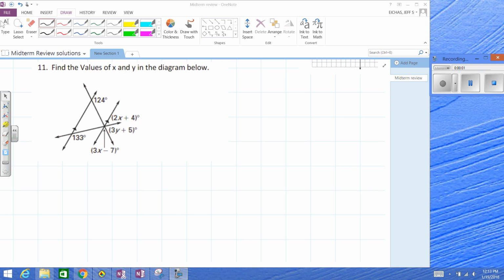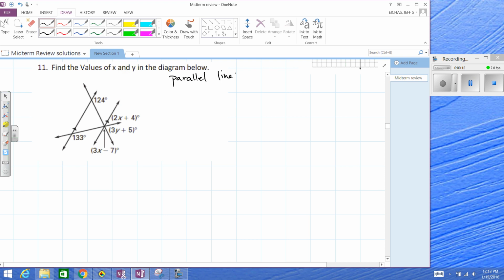Okay, so for number 11, this is a complex problem from chapter 1, parallel lines cut by a transversal. So in this problem, we're going to need a few of our theorems from parallel lines cut by a transversal.